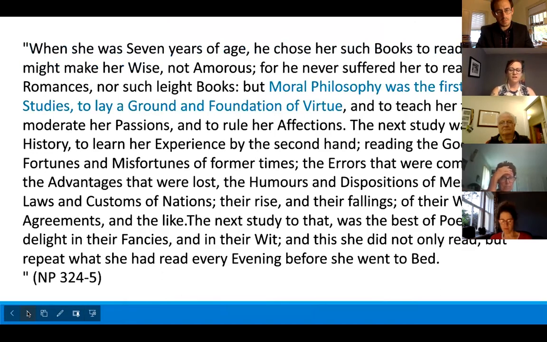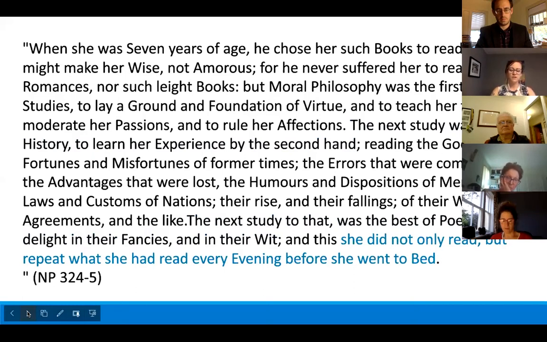Beginning at the age of 7, Delicia's uncle gives her books of moral philosophy to lay a ground and foundation of virtue, history to learn her experience by the second hand, and the best poets to delight in their fancies and recreate in their wit. In addition to having Delicia recite poetry at the end of each night, her uncle also taught her to understand what she read by explaining to her the meaning of hard or obscure passages.